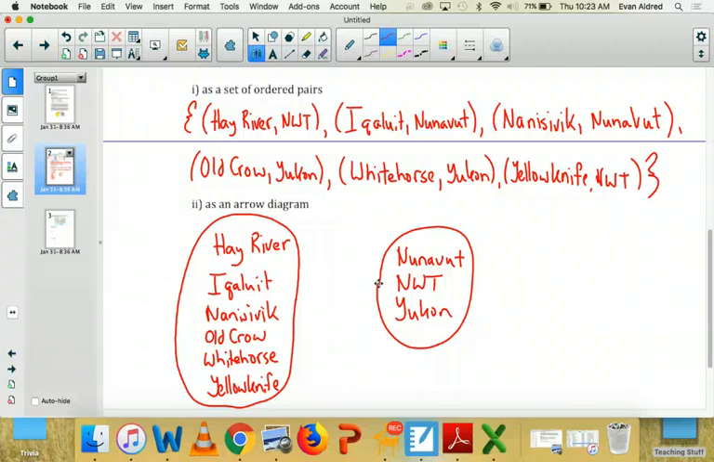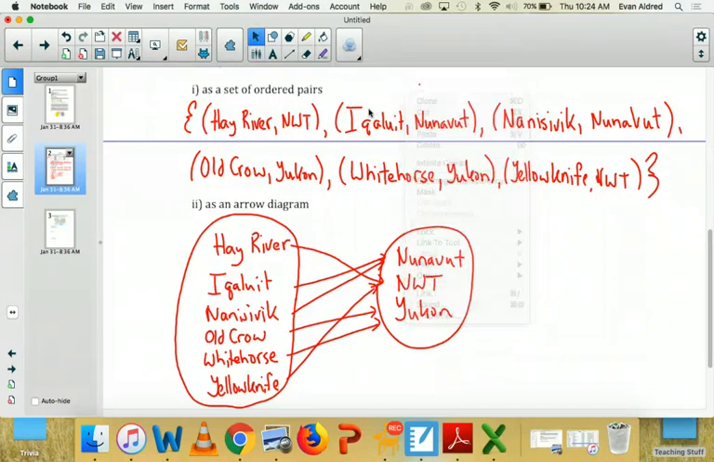So we start with Hay River. That's in Northwest Territories. Well, the reason this is called an arrow diagram is you connect elements by way of an arrow. Iqaluit is in Nunavut, as is Nanisivik. Old Crow and Whitehorse are both in Yukon, and then Yellowknife is in Northwest Territories. So our arrow diagram looks like this, but I made emphasis about one part that I haven't filled in yet.